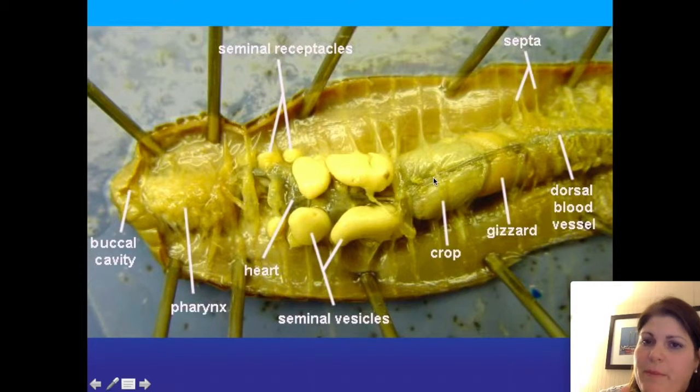Then we have our crop, our storage area. The muscular sac you can see here is that thicker band. It's got much more muscle tissue than the rest of the digestive tract. And then it goes into the intestine and eventually off to the side, the anus.